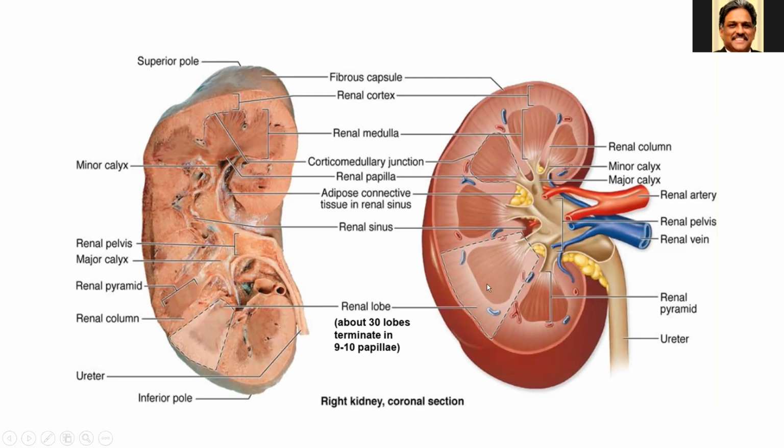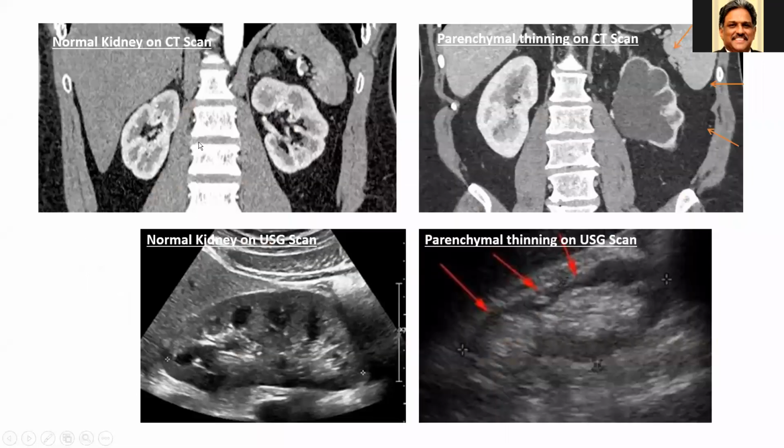These are called renal pyramids, and the medullary extension of the cortex is called the columns of Bertin, otherwise known as a renal column. Each renal pyramid drains into a minor calyx, and the point at which it drains into the minor calyx is known as the renal papilla. The parenchyma is the functional part of the kidney.